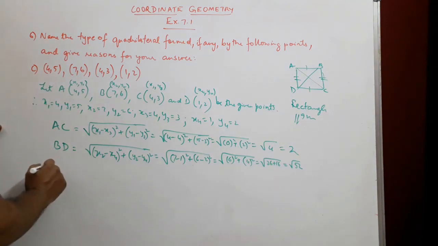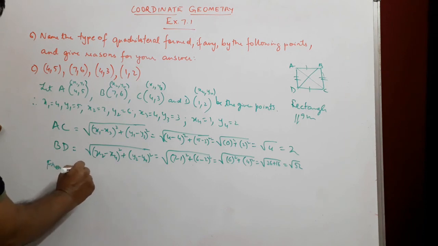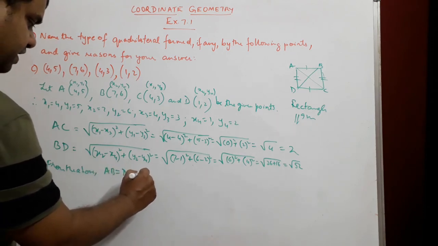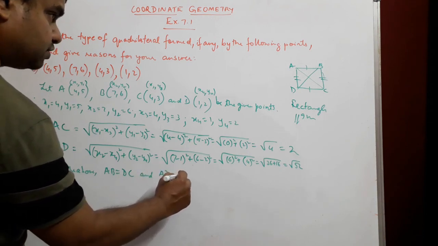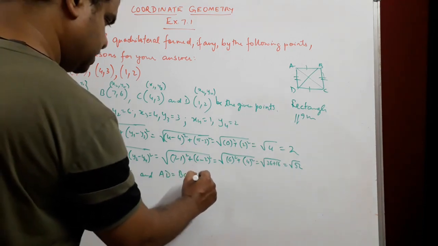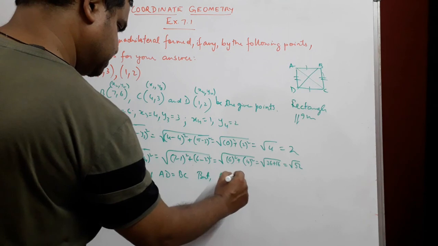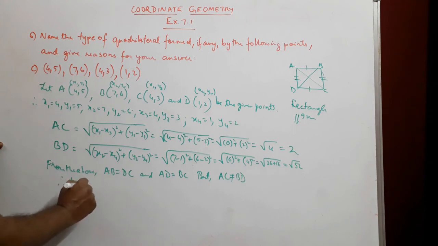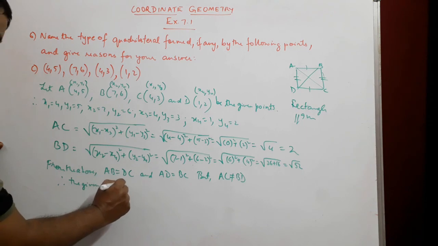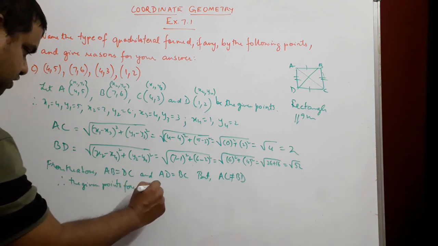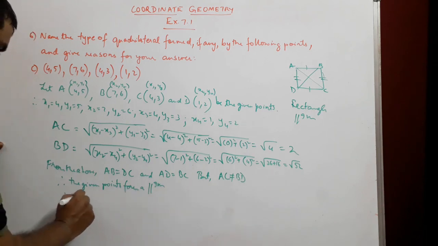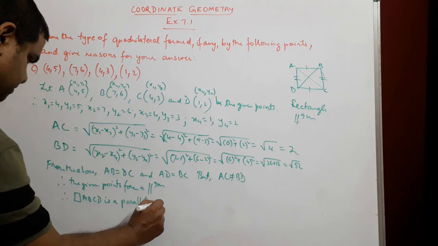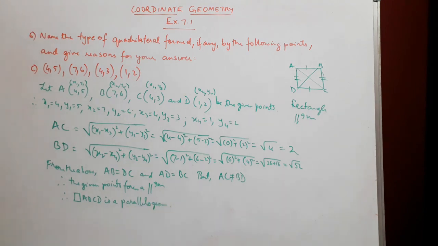So you can say from the above, AB is equal to DC and AD is equal to BC, but AC is not equal to BD. Therefore, the given points form a parallelogram. You can say therefore quadrilateral ABCD is a parallelogram. Okay. So this is how we solve such problems.